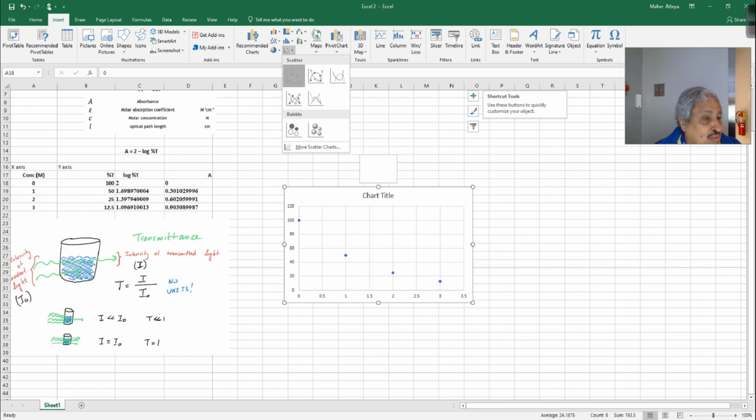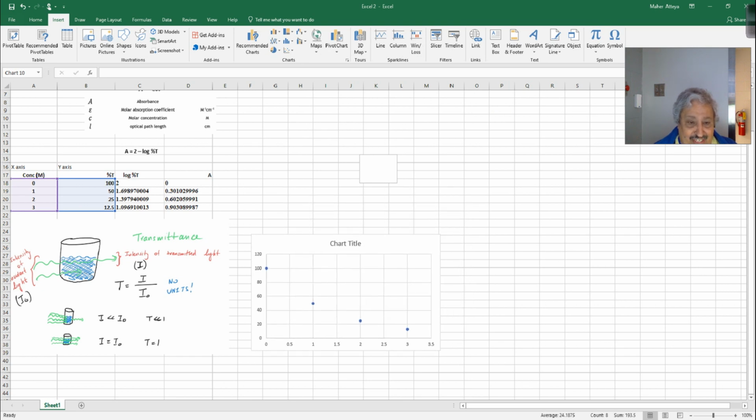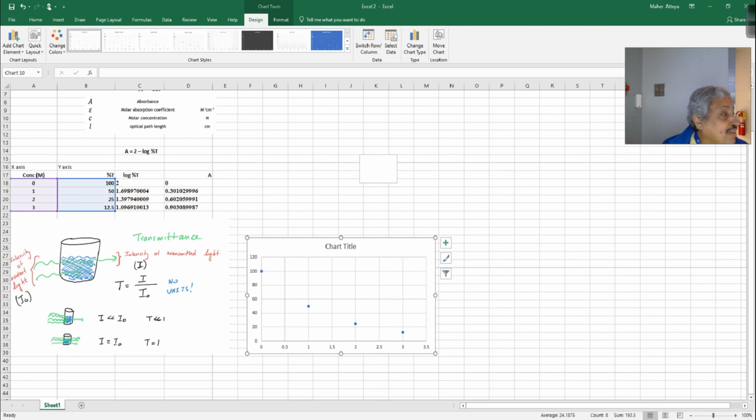So I highlight 1 and 2. So here we are. That's beautiful. So this is our first chart. Okay guys, everybody's following what I did? I highlighted both of those two here, and then insert, and then look for the scatter line, and this is my graph. Any questions so far?